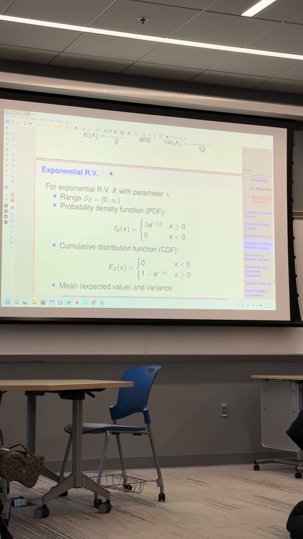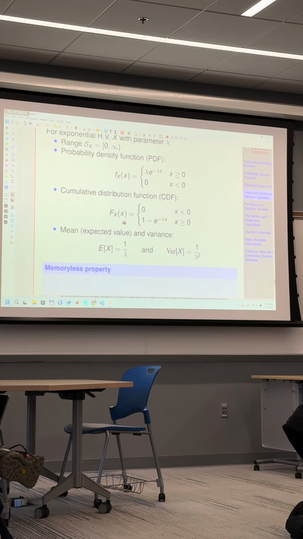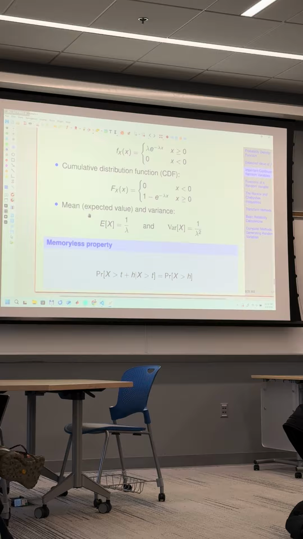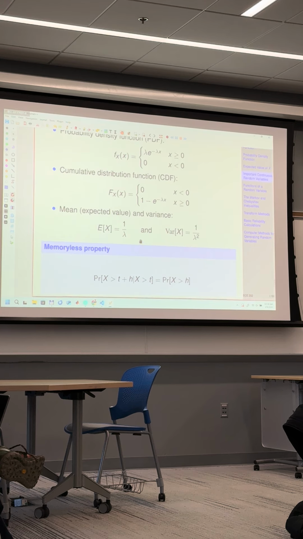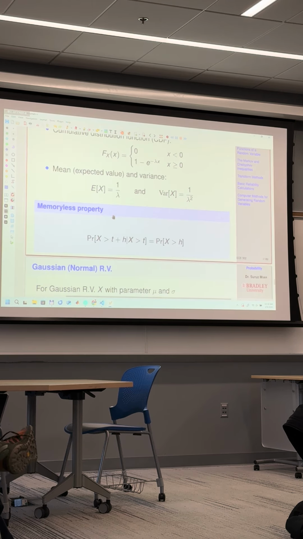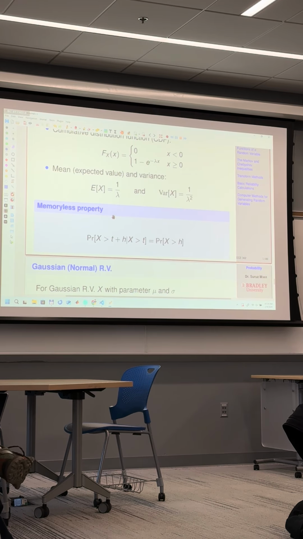For exponential random variable, range is 0 to infinity, and then the probability density function for exponential distribution is lambda e to the negative lambda x, and then you have cumulative distribution function F sub x is 1 minus e to the negative lambda x, and then you have mean and variance. And this exponential distribution has a memoryless property. This is another important property that people use in queuing theory and for estimation purposes, for estimation of signal response.